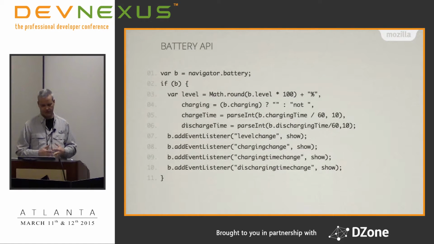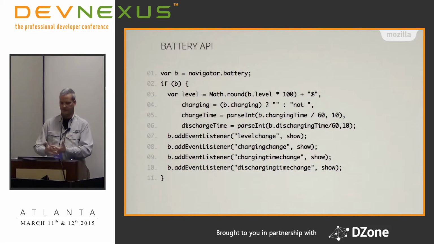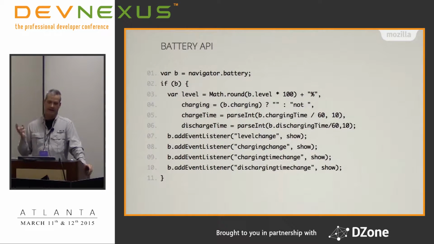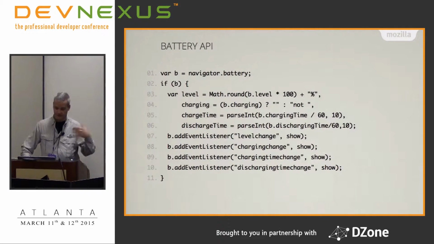But let me show you a couple of real quick examples. On the battery object here, you can see we have 4 event listeners added to it: level change, charging time change, and discharging time change. You can just add an event handler for those and get notified when those things change. You can also just read the current charge level of where the phone is right now, and you can put that in your app if you want to use it.